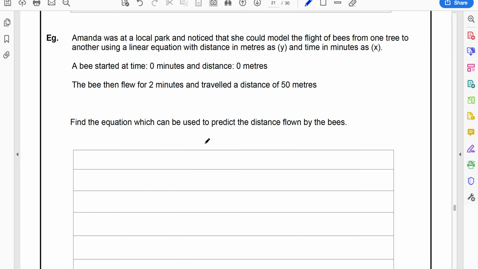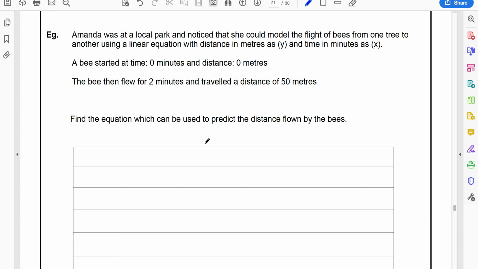Finally, you can get something that's worded here. So look out for these sorts of ones. This is one where you're given a scenario, but you're told 2 pieces of information. So your clue is that these 2 pieces of information will help you generate the coordinates. So just write that little note and we'll generate it here. So we've got Amanda at a park. She noticed that she could model the flight of bees from one tree to another using a linear equation.